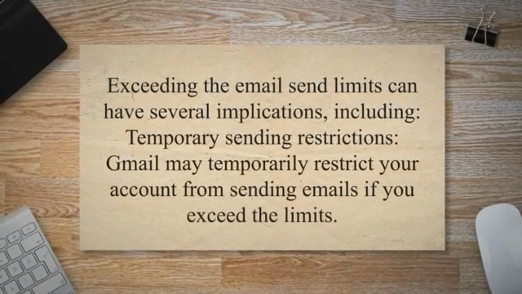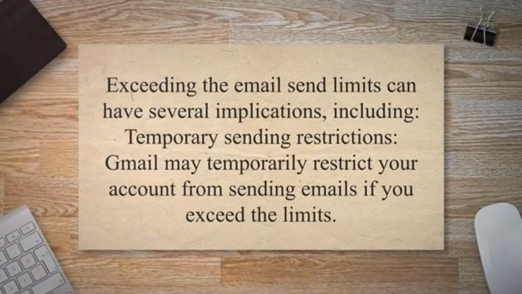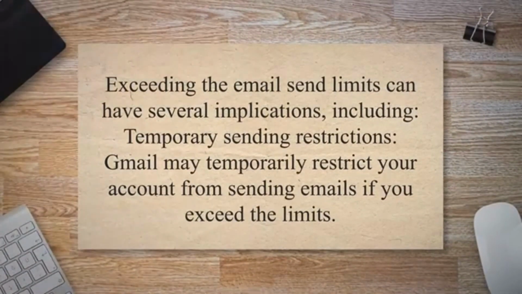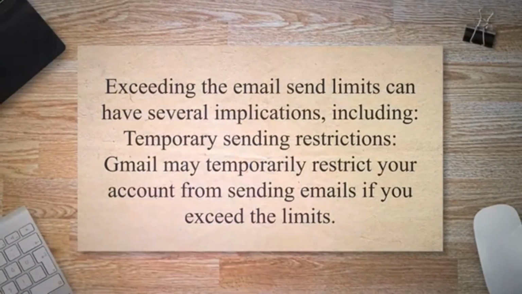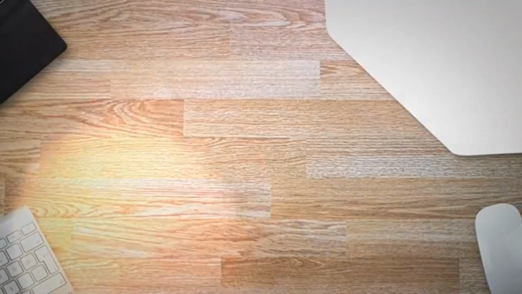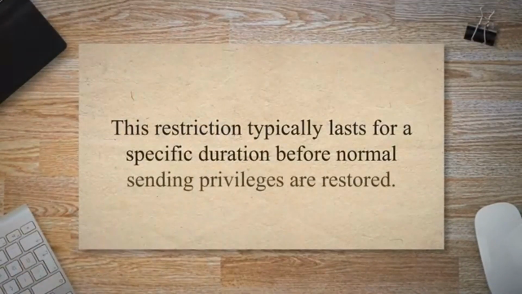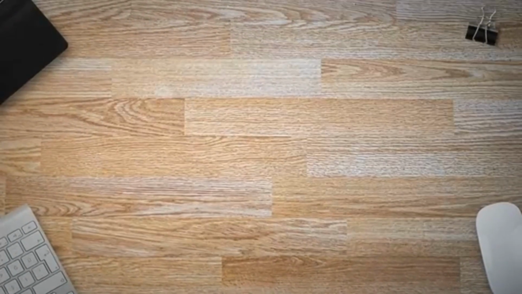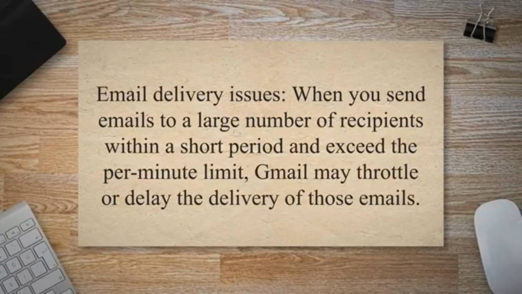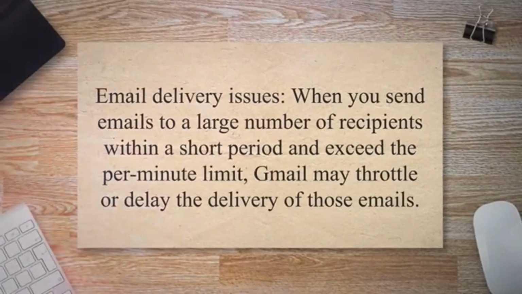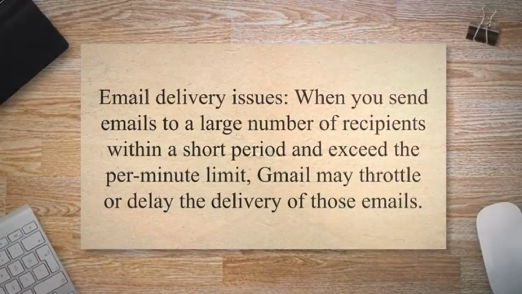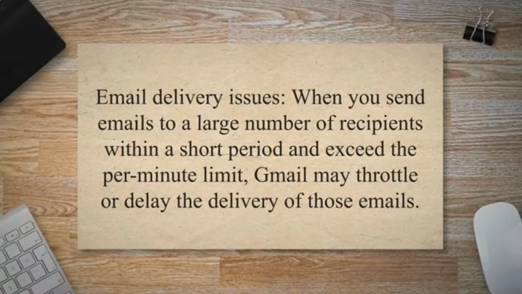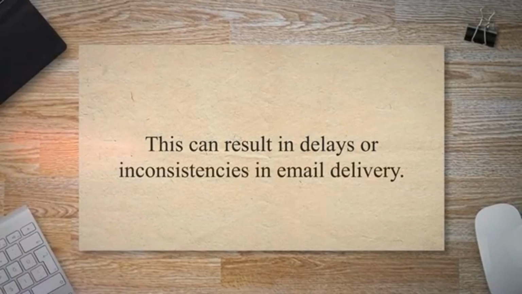Exceeding the email send limits can have several implications, including temporary sending restrictions. Gmail may temporarily restrict your account from sending emails if you exceed the limits. This restriction typically lasts for a specific duration before normal sending privileges are restored. Email delivery issues. When you send emails to a large number of recipients within a short period and exceed the per-minute limit, Gmail may throttle or delay the delivery of those emails. This can result in delays or inconsistencies in email delivery.